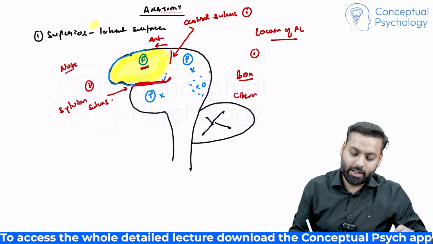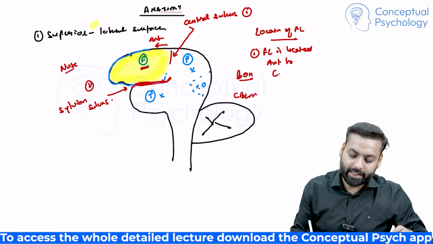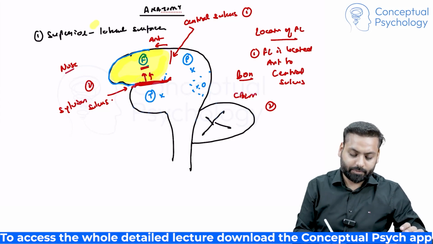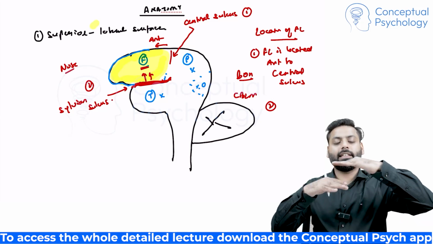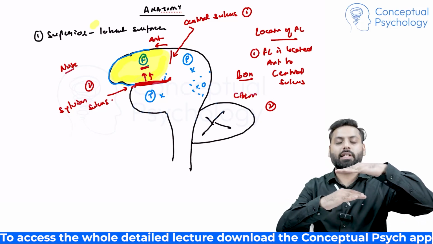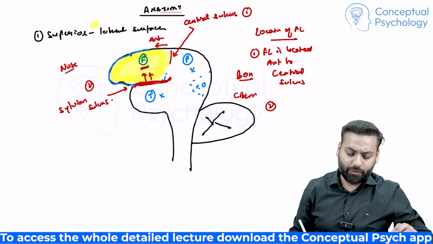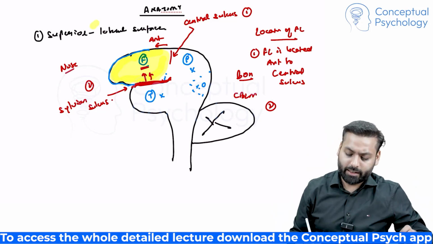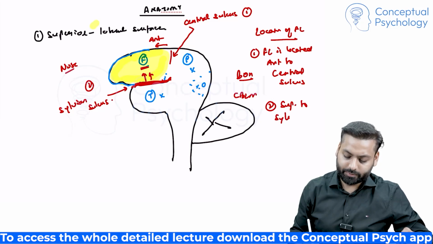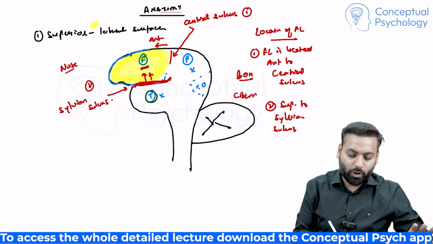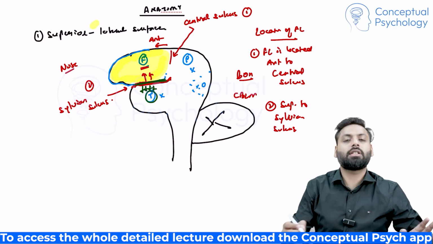Am I right? Yes. So the frontal lobe is located anterior to the central sulcus. This is your first point that you need to remember. And it is located superior. See, this is the sylvian sulcus. The thing below the sylvian sulcus will be inferior, and the thing above it will be superior. So the frontal lobe is located superior to the sylvian sulcus. If they ask you about the temporal lobe, it will be located inferior to the sylvian sulcus.